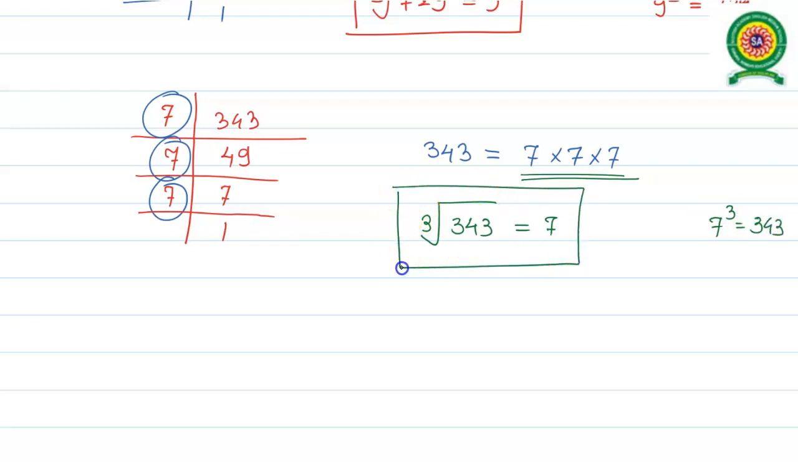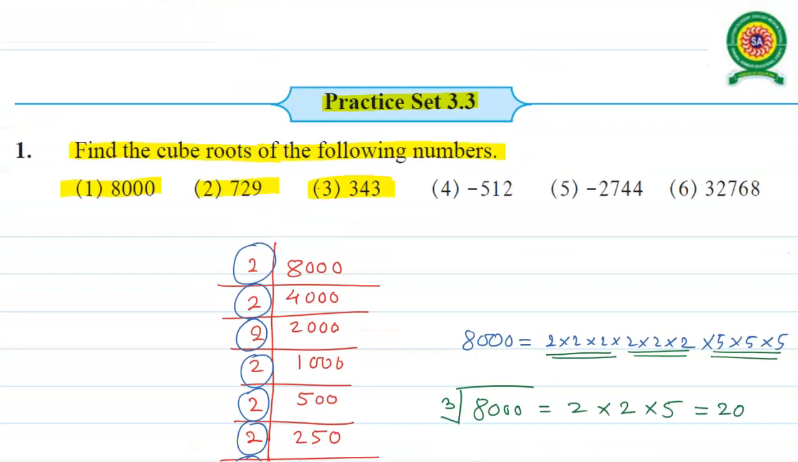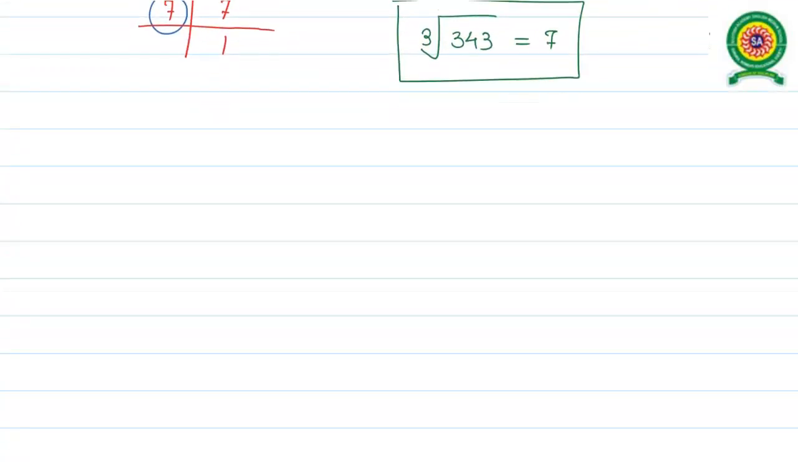Keep in mind. The next sub question is minus 512. So what shall we do for the negative integer? We actually have to evaluate the cube root of minus 512. But forget about the negative sign at the start and try to find the prime factors of 512 by using vertical division. So 512 is divisible by 2.